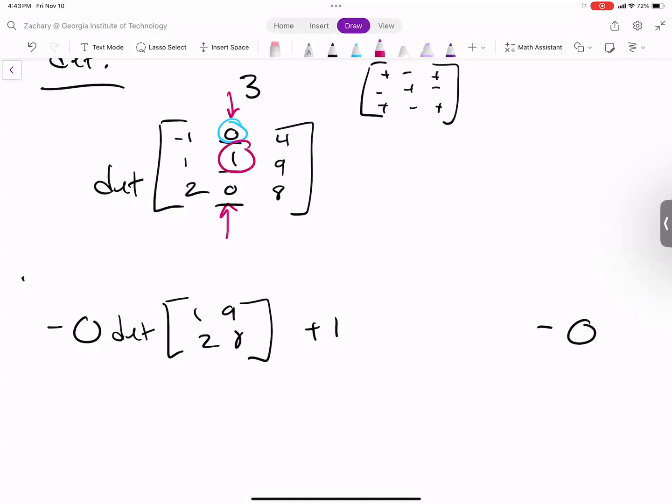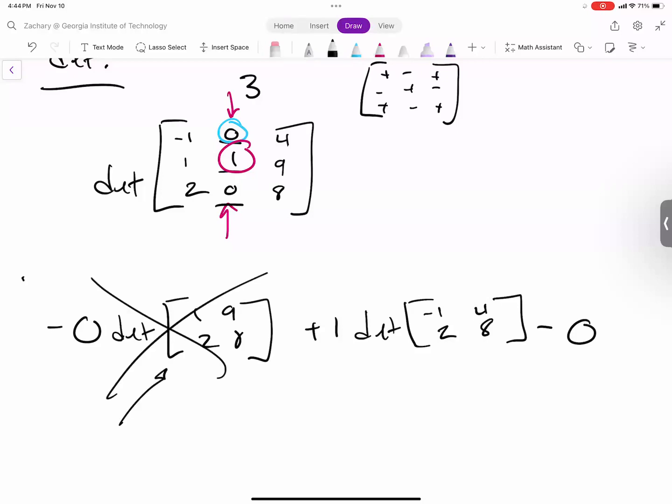Okay. Now for the next one, we're looking at 1 times the determinant of, what's this matrix going to be? -1, 4, 2, 8. Okay. Do I actually care what this matrix is? Because it's multiplied by 0, right?